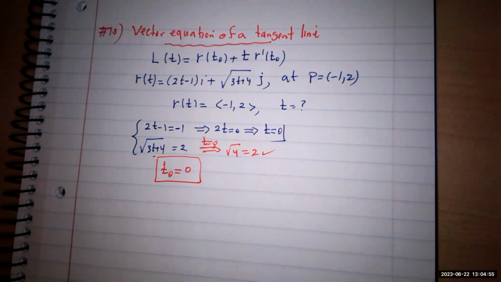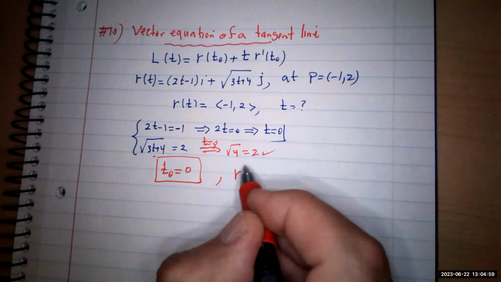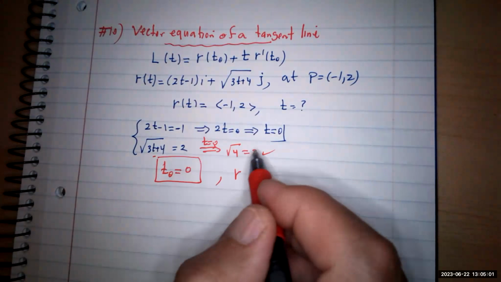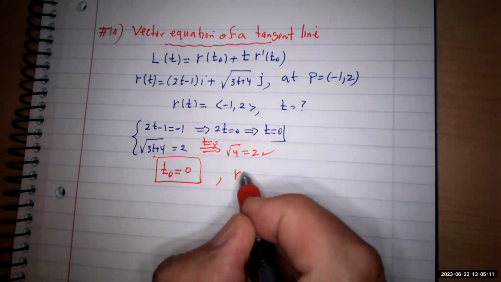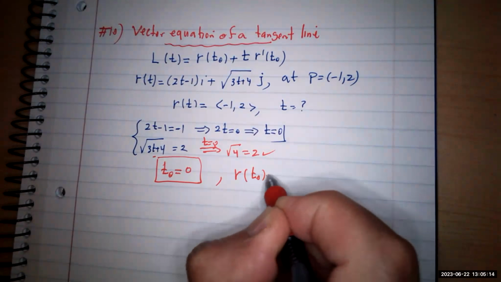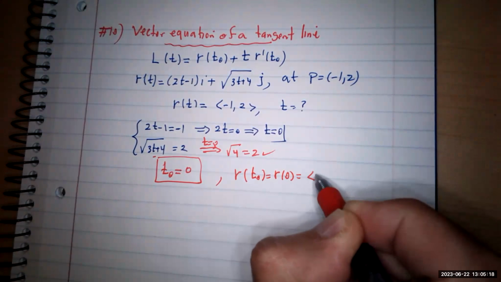So we got the fact that r of t0 is going to be equal to (-1, 2) that we have. So r of t0, which is r of 0, we know is going to be (-1, 2).